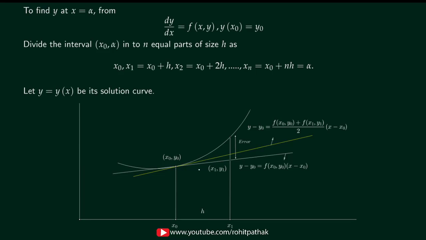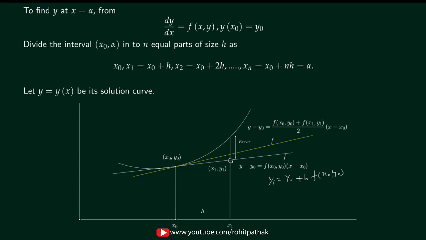So if we draw the tangent at x0, y0, then this is the equation of the tangent, y minus y0 equal to dy by dx at x0, y0 into x minus x0, where this f of x0, y0 is the slope dy by dx at x0, y0, and from this tangent we can estimate y1 as y0 plus h into f of x0, y0. This is the estimate of y1 we obtained in Euler's method, and this y1 is the point of intersection of this vertical line x1 and this tangent.